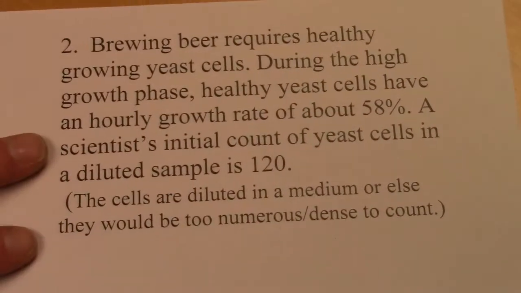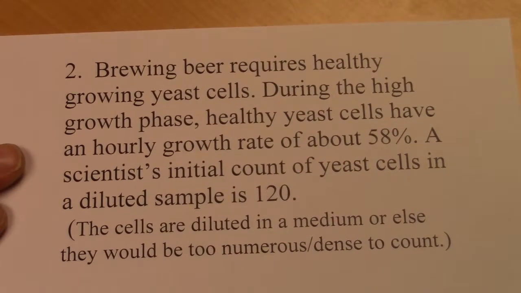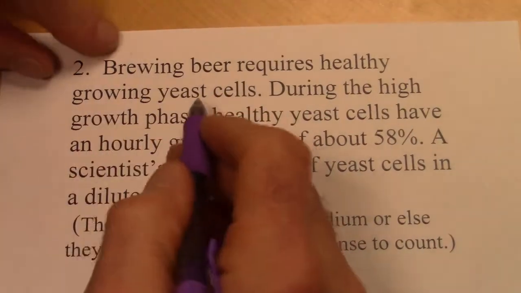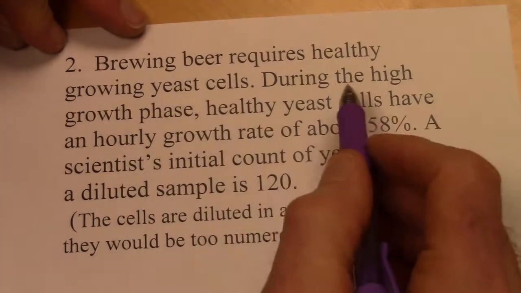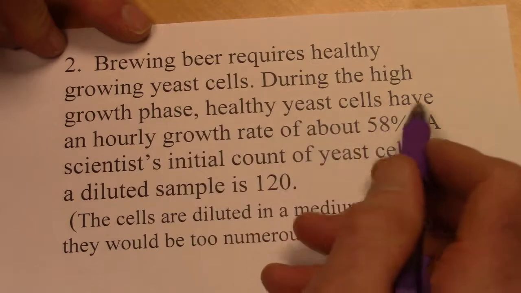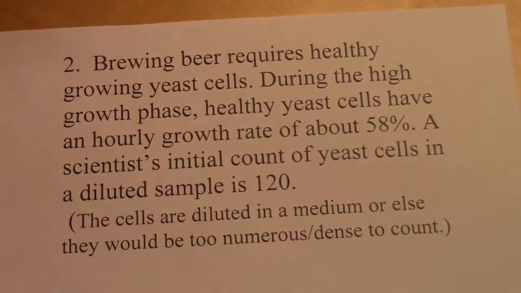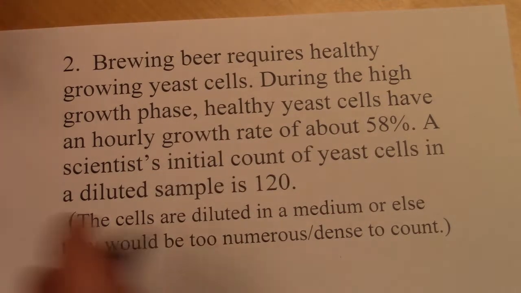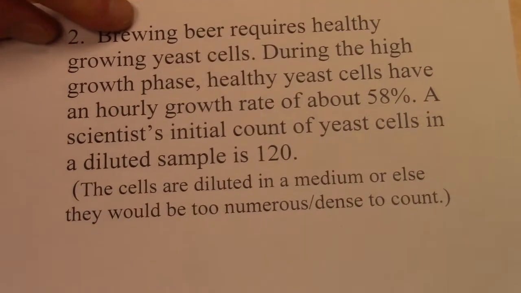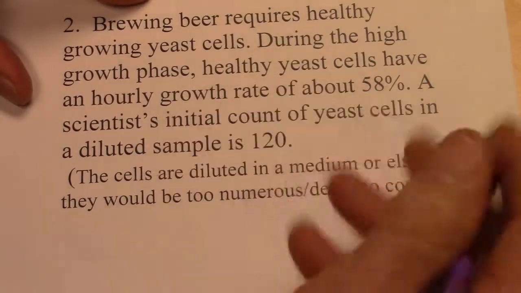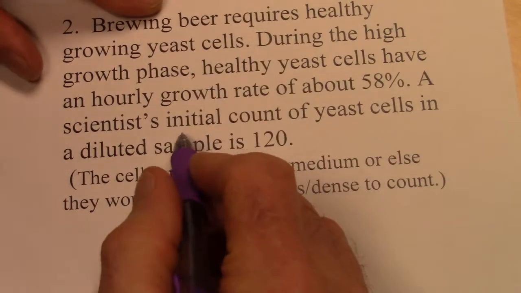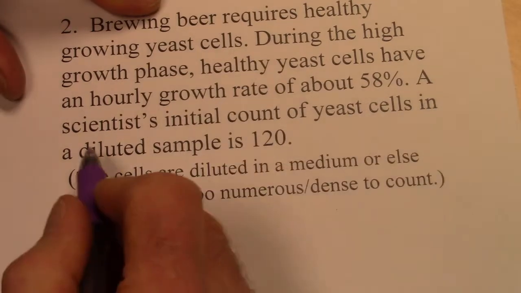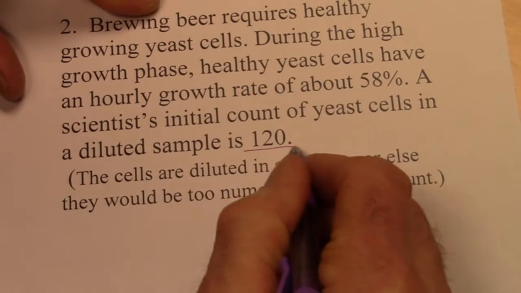Now let's take a look at another situation. Let's say that we're brewing beer, and it requires healthy growing yeast cells. So yeast has to multiply. Yeast is a crucial element in most beer. During the high growth phase, healthy yeast cells have an hourly growth rate of about 58%. That's what they look for in good yeast, and they do some testing. A scientist might test to make sure this is good, healthy growing yeast. So let's say a scientist's initial count of yeast cells in a diluted sample is 120.